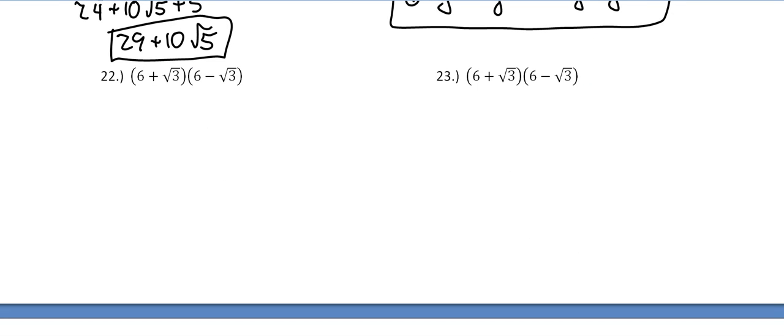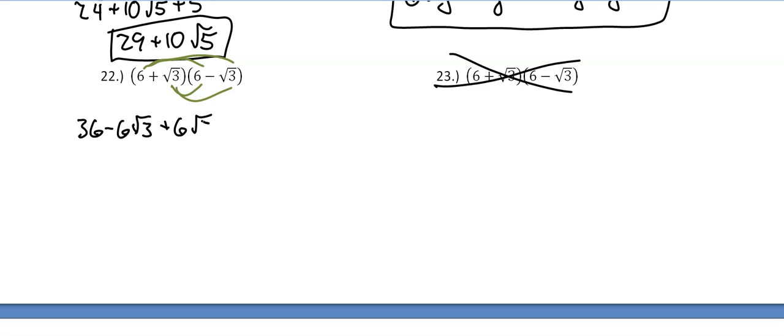This guy, and I can already see that I forgot to change this example, so we'll cross that one out because these next two examples are the same. But again, I'm going to do the same thing. I should recognize that these are conjugates, and remember when I multiply conjugates, I know something special is going to happen. But I distribute the 6, that's a 36 minus 6 root 3. And now I distribute the square root of 3, that's a plus 6 root 3, and a minus square root of 9. And now I simplify the same way I've been simplifying.